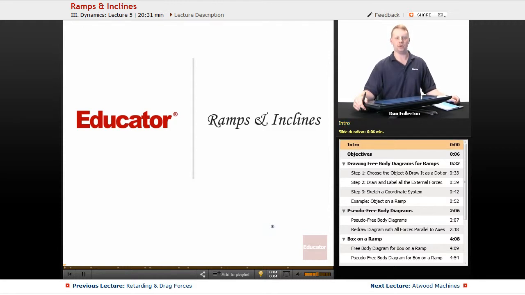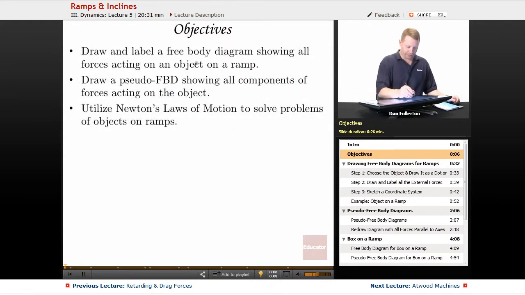In this lesson we're going to talk about ramps and inclines. Our objectives include drawing and labeling free body diagrams showing all forces acting on an object on a ramp, drawing pseudo-free body diagrams showing all components of forces acting on the object, and utilizing Newton's laws of motion to solve problems involving objects on ramps. So we've done a few of these already, but I think it's worthwhile to really take some time and make sure we've got these down because they come up so commonly.